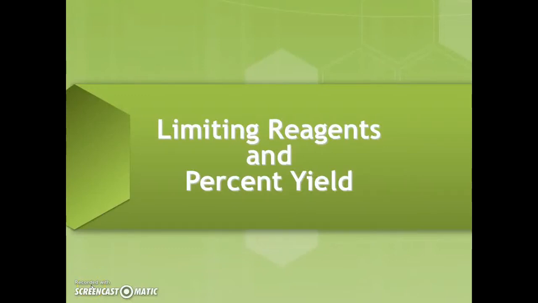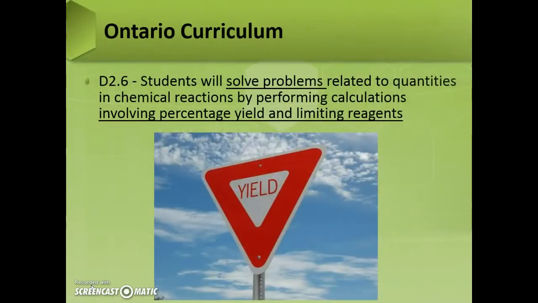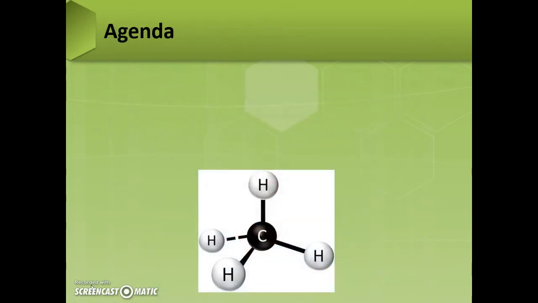This is SCH3U, Limiting Reagents and Percent Yield. The Ontario curriculum specifies that students will solve problems related to quantities and chemical reactions by performing calculations involving percentage yield and limiting reagents. This is what we'll do today.